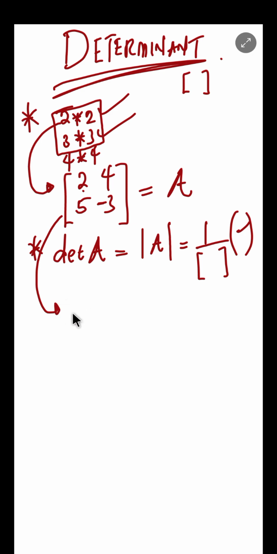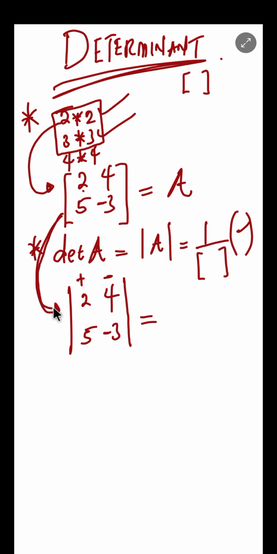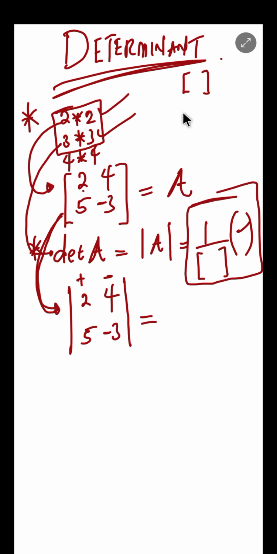The determinant of this matrix is denoted as 2, 4, 5, minus 3. And then what you have to do here is very, very direct. Just put a positive sign here and a negative sign here. If it's 2 by 2, this is the process to follow. But if it is 3 by 3, you are expected to follow this formula. So I will give you the formula anytime soon. But let's deal with this first.